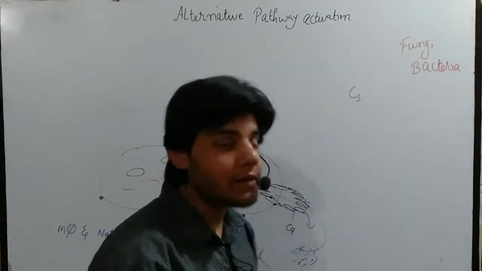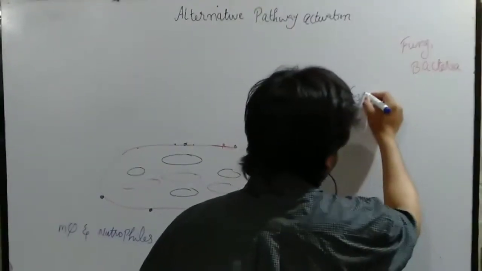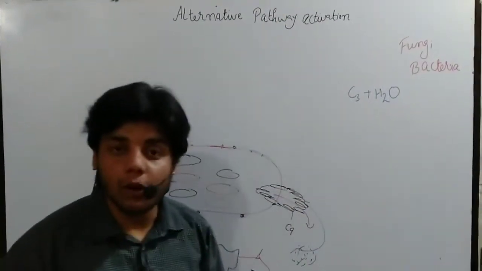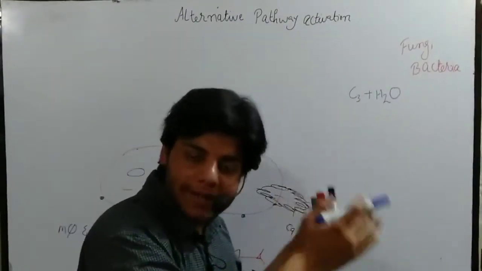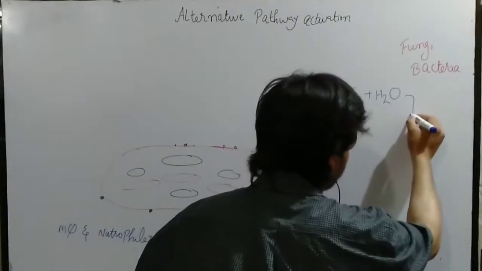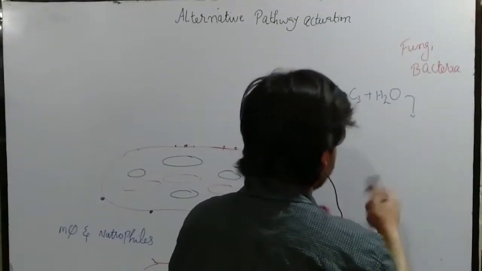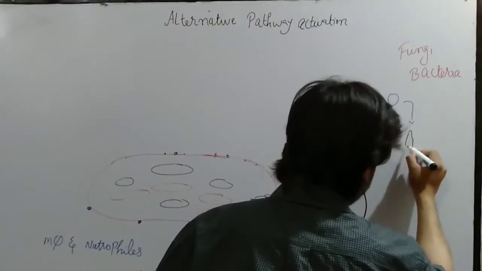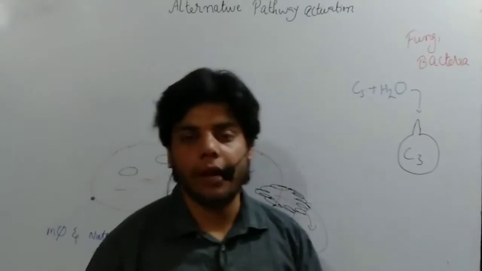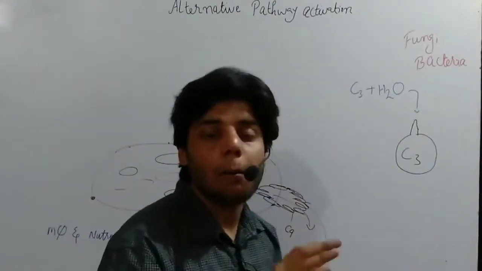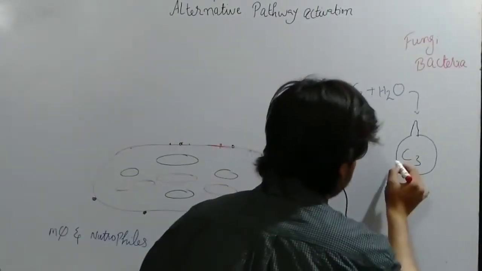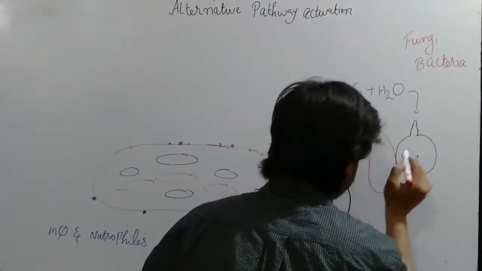Now the activation is possible when it binds with water molecules. Once the water molecules are mixed with this C3 protein, then it is activated. Okay, so we get activated C3. Let me draw a diagram. Now after that, what actually happens, this C3 molecule or protein binds with factor B. So let's say this is factor B.